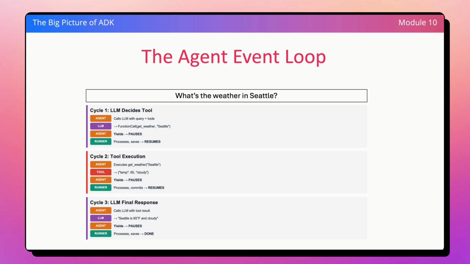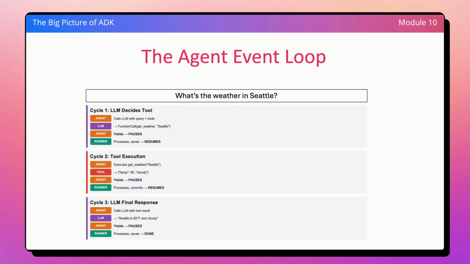Now the tool comes back with an output, and again the agent yields this result, and the runner gets into a pause mode. The runner actually asks the agent to be in a pause mode. So the runner now processes, commits this, and resumes the agent. This time the agent has the entire output, so it calls the LLM along with the tool result, and the LLM comes back with the response, which is Seattle is 65 degrees and cloudy. Now this is again yielded to the runner, and the agent is in a pause mode.